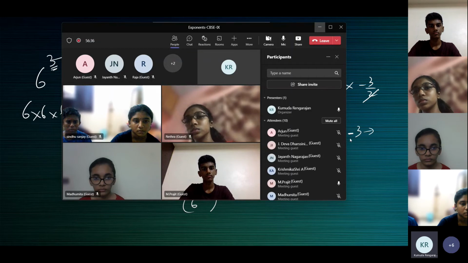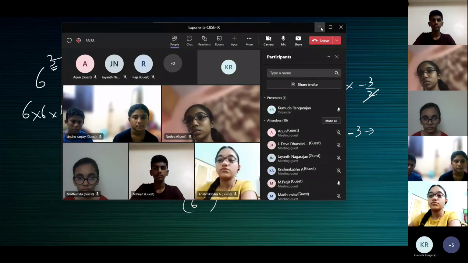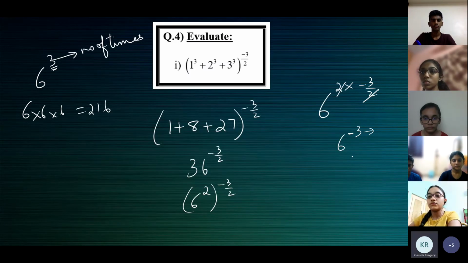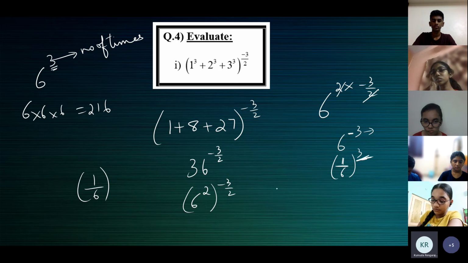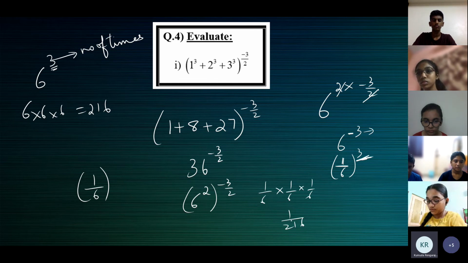Let's finish this, children. So 6 means 6 by 1, correct? Reciprocal of 6 by 1 is 1 by 6. Reciprocal of the base, negative of the power, so 3. Now the power is positive. So now what does it mean? Multiply the base 1 by 6 with itself 3 times. 1 by 6 into 1 by 6 into 1 by 6, which is 1 by 216.